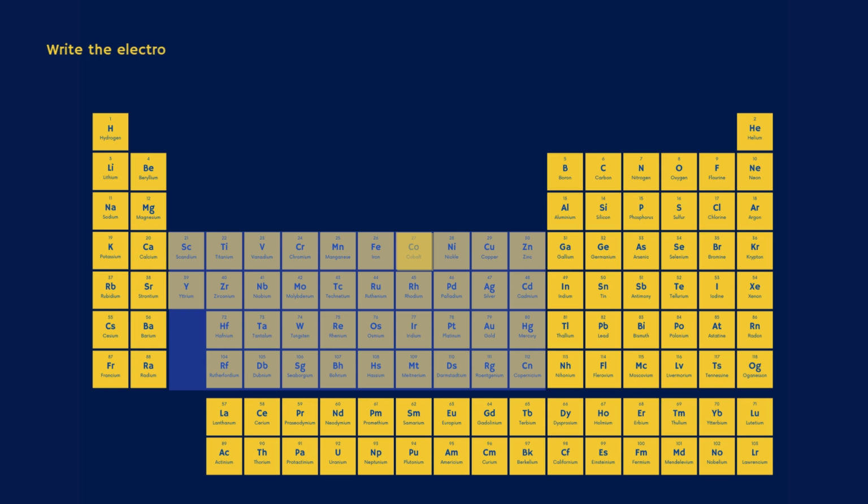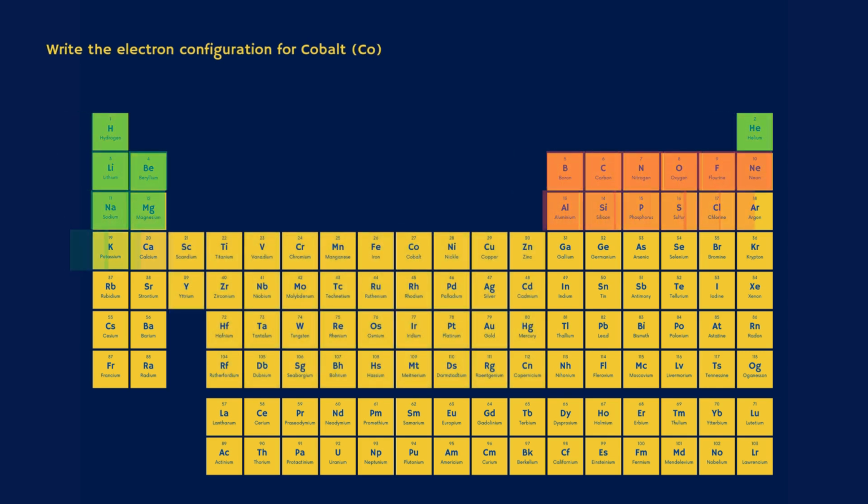Now, let's try to write the electron configuration for cobalt, located in the d orbital. We can see that to get to cobalt, we go through the 1s, 2s, 2p, 3s, 3p, 4s, and 7 of the 3d orbitals. This is the full electron configuration.